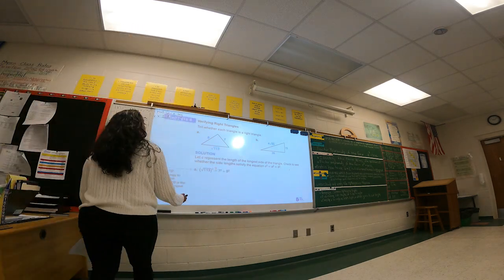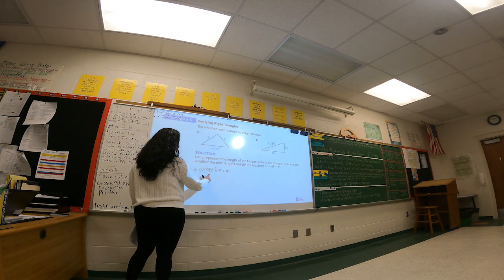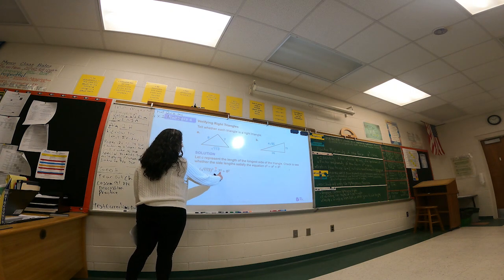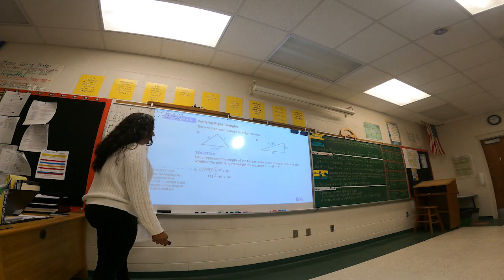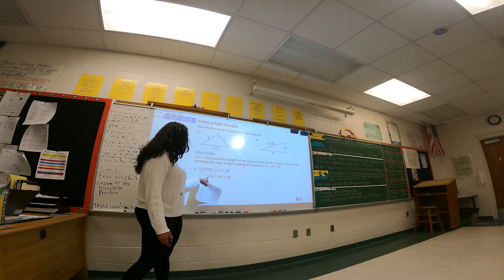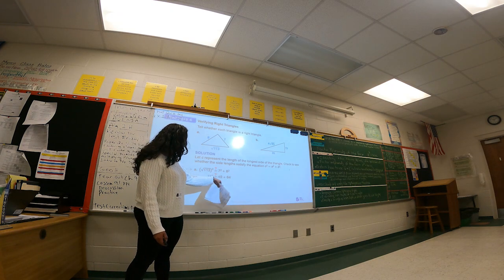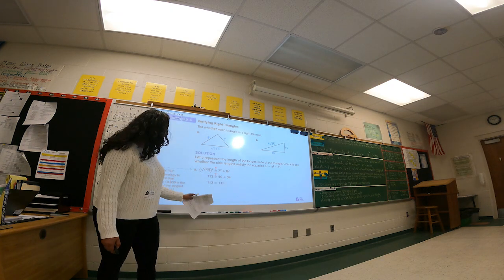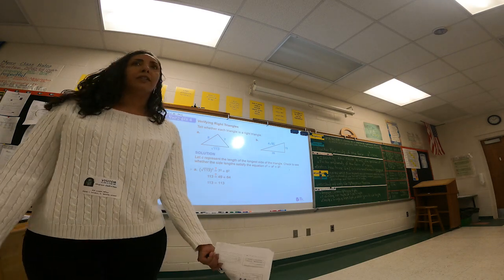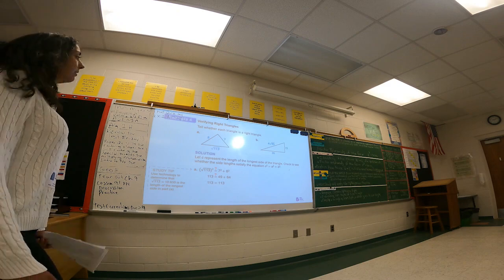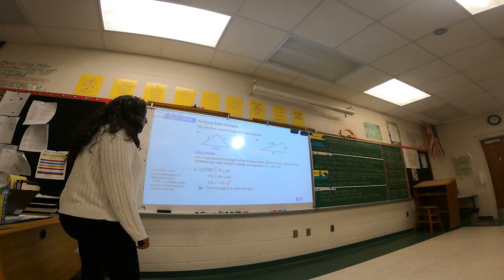So let's set it up. We've got the square root of 113 squared equals 7 squared plus 8 squared. What happens to this over here because it's a square root being squared? It cancels out. So we end up with 113 equals 49 plus 64. Add it together. It says 113 equals 113. So what does that mean for us? Is it a right triangle? Yes. Yay, it's a right triangle.